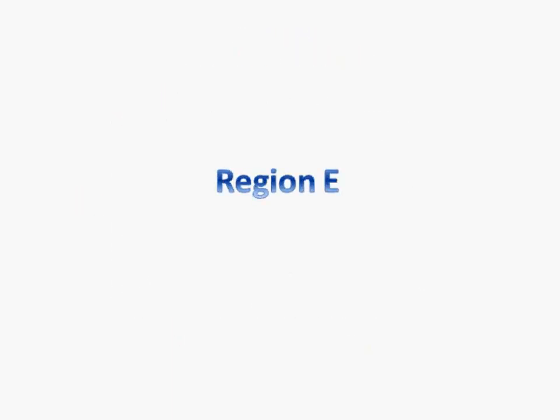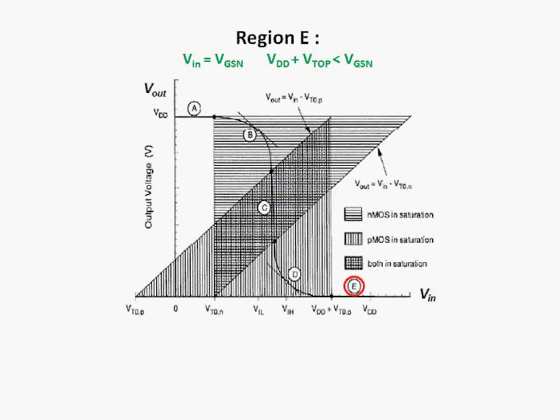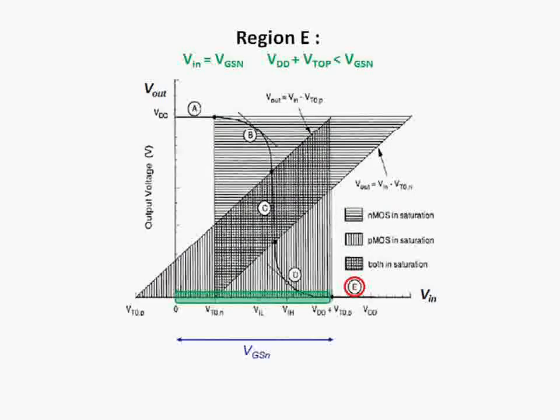Region E. Based on the voltage transfer characteristic curve, the inverter's input voltage is greater than VDD plus VT0P. Therefore, the region in green indicates the NMOS gate source voltage. Based on the KVL analysis at the inverter's input, we know that the gate source voltage of the NMOS plus the gate source voltage of the PMOS will be equal to VDD.